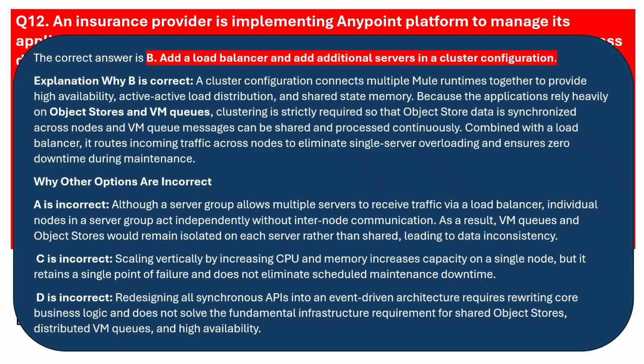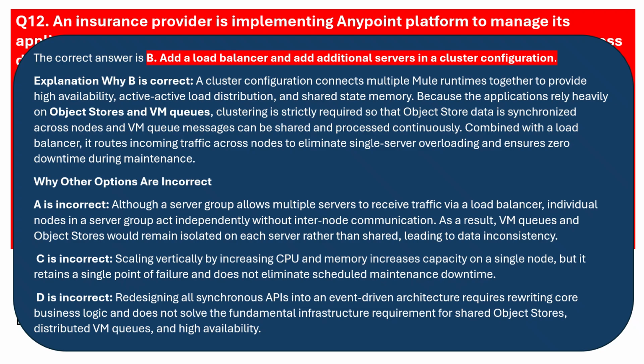The correct answer is B. Add a load balancer and add additional servers in a cluster configuration. Explanation why B is correct. A cluster configuration connects multiple Mule runtimes together to provide high availability, active-active load distribution, and shared state memory.